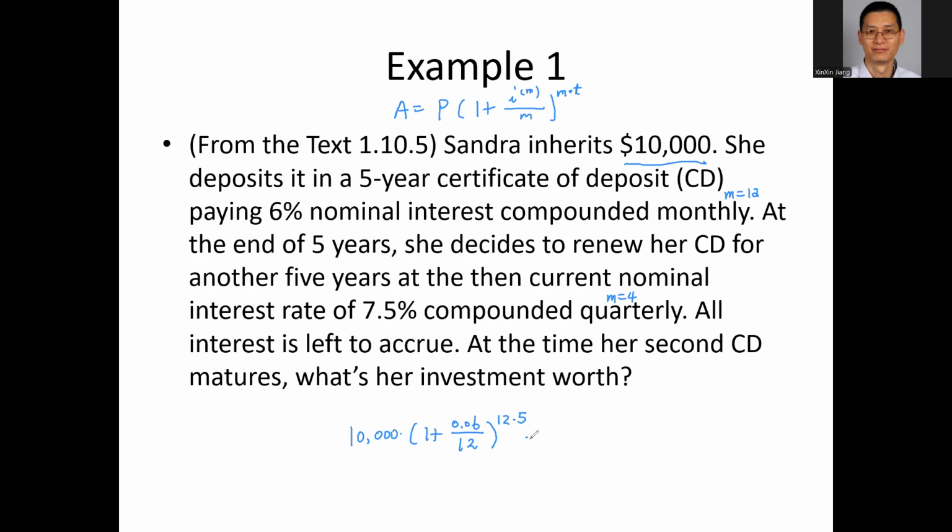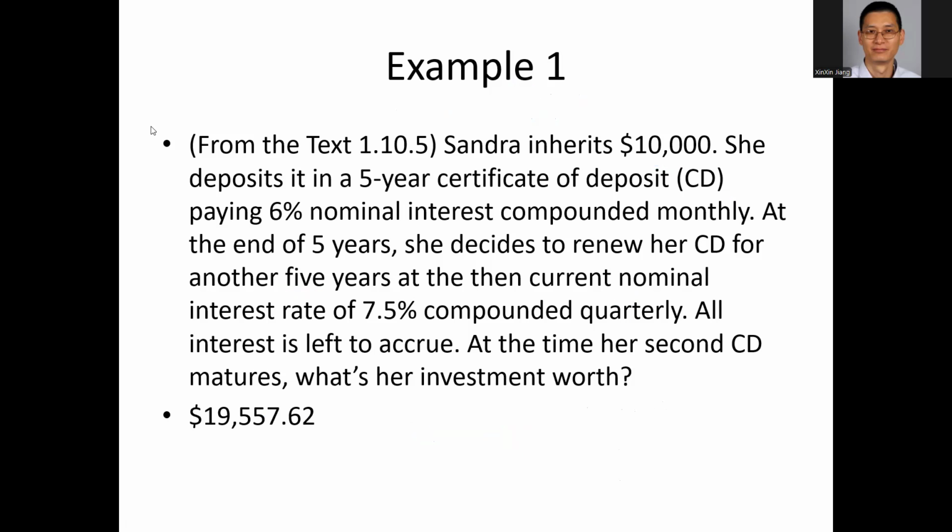But then you're going to treat this as the principal for the next 5 years. So for the second 5 years, multiply by 1 plus 0.075 over 4, quarterly, to the power 4 times 5. And you calculate it out. The answer, I'll just show you the answer. All right.